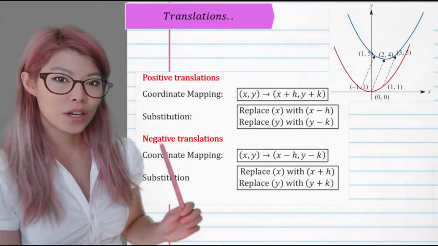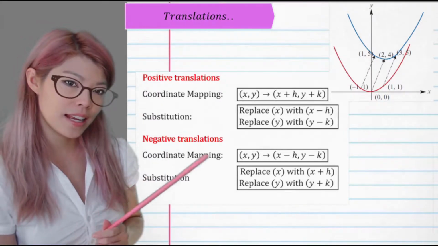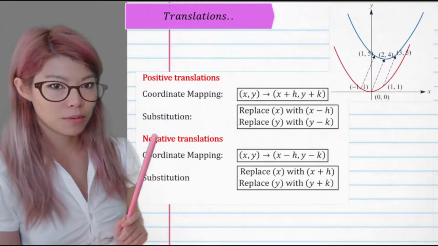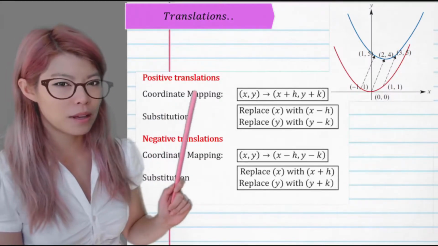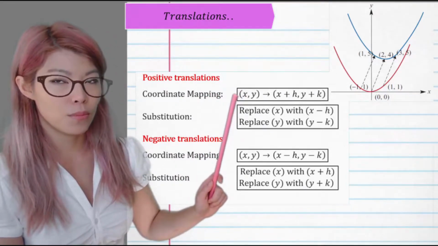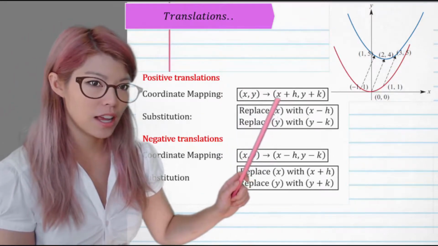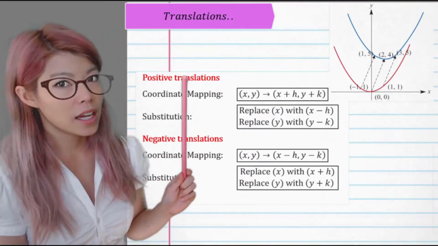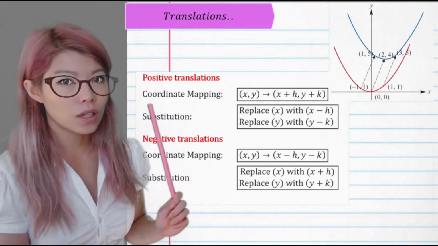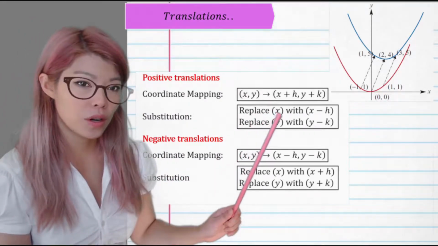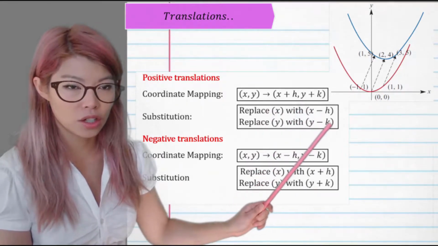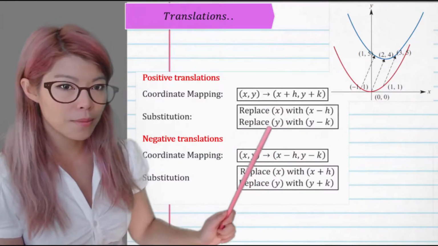Translations. So we're going to look at positive translations and negative translation. And we're going to use two methods today, the coordinate mapping and substitution. Substitution is like skipping some steps. So coordinate mapping is what we've done in the previous videos, where x, if we're moving in a positive direction, becomes x plus h. And then what do we do in the previous video? We rearrange so that we get the original x, and then we substitute it into the equation to see what it looked like. In substitution, we go straight from x and substitute the equation into as x minus h. So no rearranging. Same thing with the y.